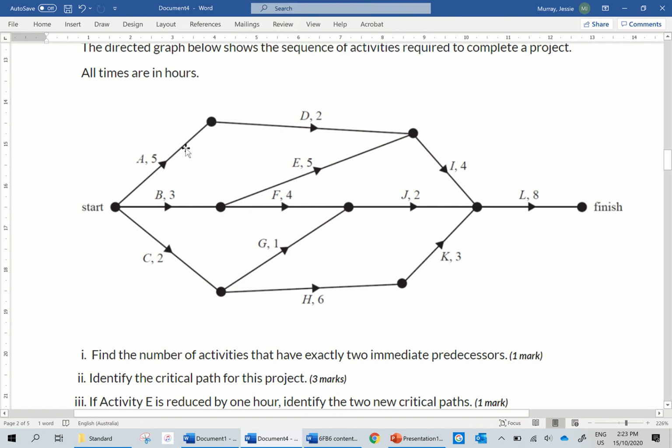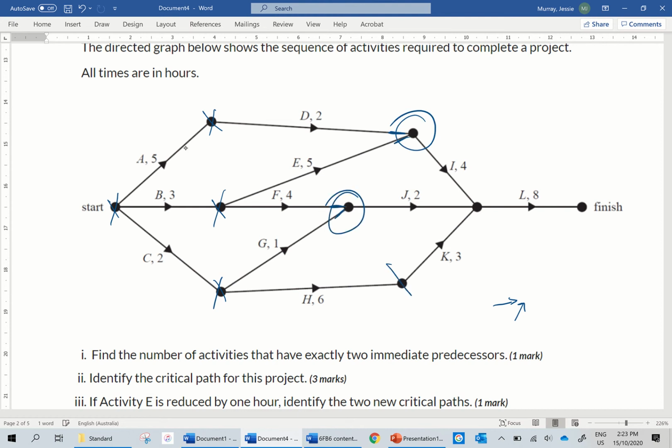So to have 2 immediate predecessors, I just need 2 lines coming into it. All right, so let's have a look. So not this vertice, obviously not the start. So I'm just crossing off all the things. Here we've got one, it's got 2 coming into it. And we got one here, 2 coming into it. Not that one. This one's got 3, so it's not that, it's not that. So what have 2 immediate predecessors? I and J do.